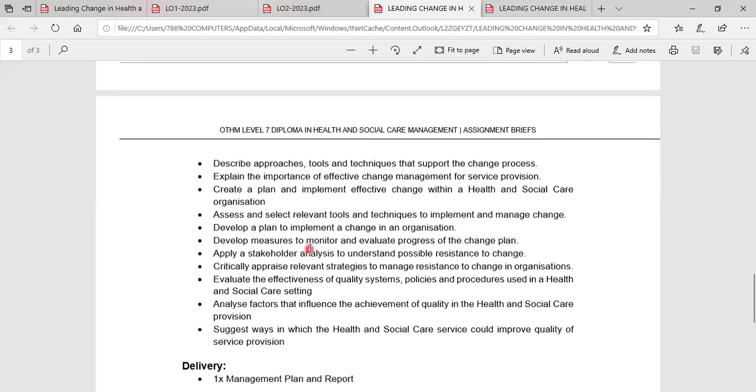So you'll assess and select relevant tools and techniques that are already well researched in order to implement and manage change. So you implemented change. How do you make that change sustainable? How do you make that change manageable so that it is okay with all the other stakeholders that are involved? So you're developing a plan to implement a change in an organization. You'll have to look at how plans are developed in other organizations, for example. And then you'll have to develop measures to monitor.